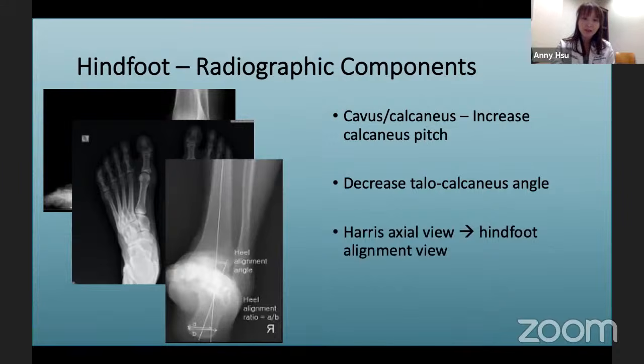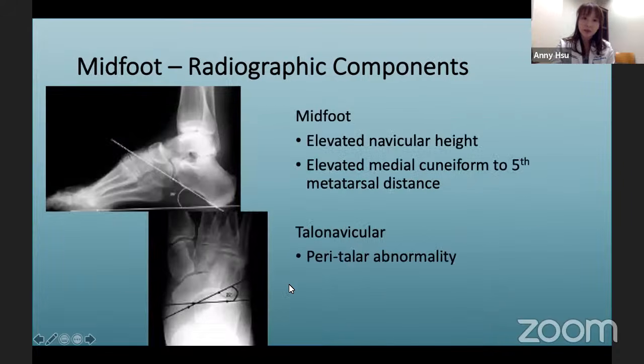Now, going back to our lateral view again, you also want to focus on the midfoot as well. The height of the navicular can be noted to be very elevated with a high arch. This can also be assessed by looking at the distance between the medial cuneiform, if you draw a line parallel to the floor, and comparing that to the one that touches the fifth metatarsal and measuring the distance, which is an assessment of how elevated the arch of the midfoot is and how unbalanced the medial lateral side of the forefoot is.